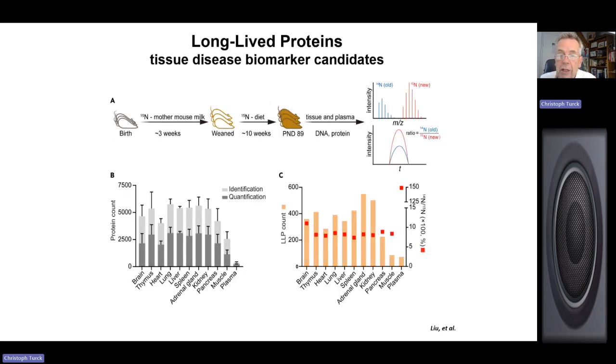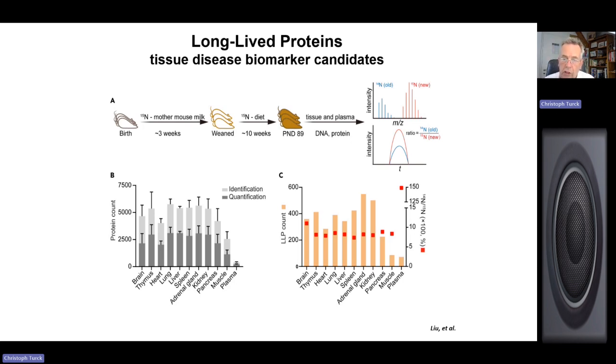And what we did in this case, we labeled these animals even longer, namely 89 days, with a 15N labeled diet. And at the end we wanted to identify proteins that still had unlabeled signal. After 89 days, you get very high incorporation rates overall, well over 90%. But if you still find proteins that are unlabeled, this is an indication for a long-lived protein.